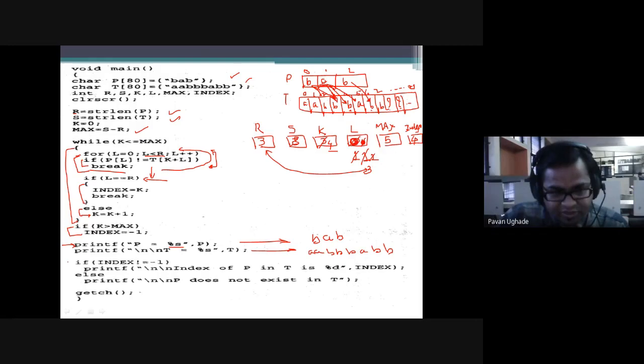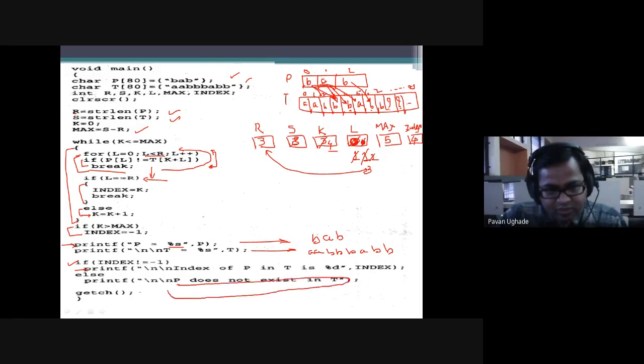Along with that, now it is checking if index equals, what is the value of index? It is 4. Is it equal to -1? No. So this statement will not get executed. Else, it will say backslash n, P does not exist in T. Yeah, it was wrong. Just a minute. Index not equal to -1. 4 not equal to -1, condition true or false? The condition is true. If it is true, it will execute this statement. What was that? Backslash n, index of P in T is the value, that is 4, right?